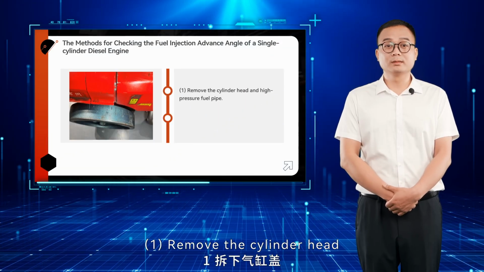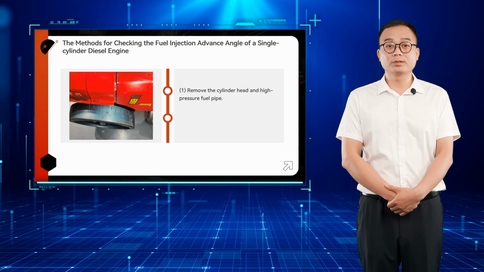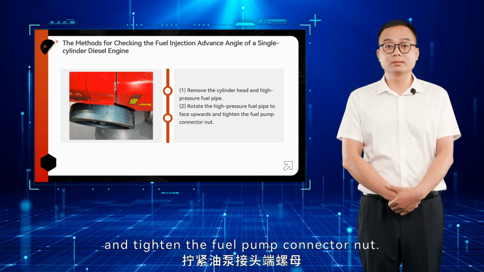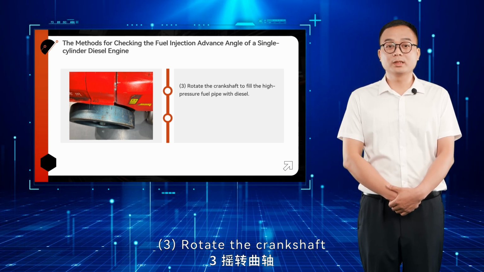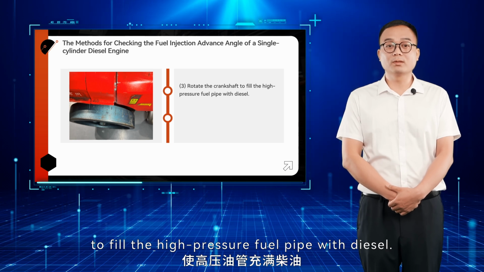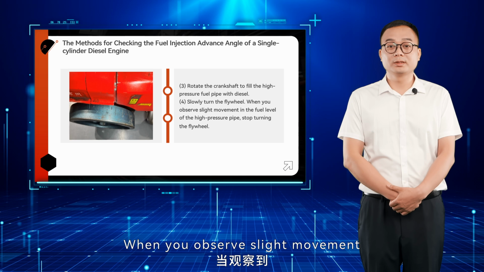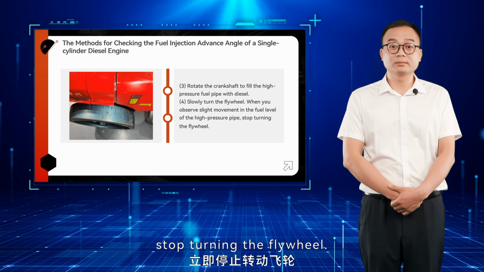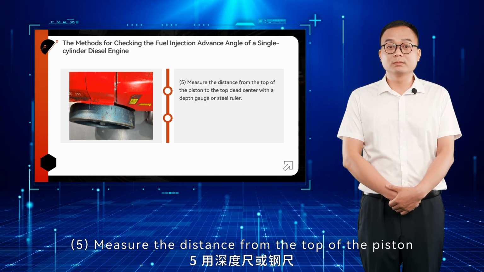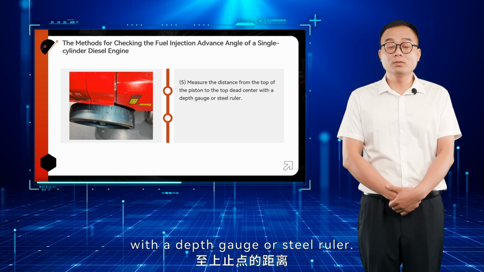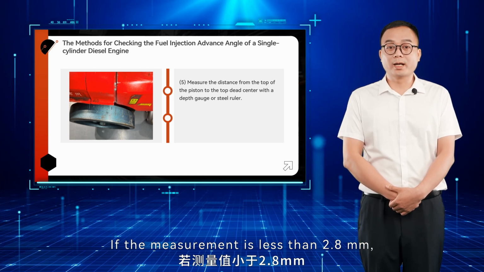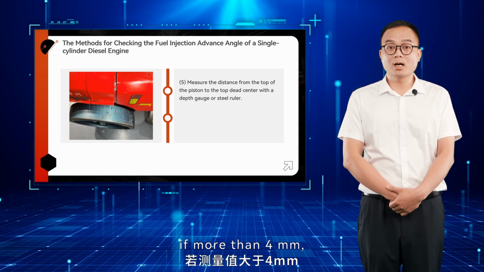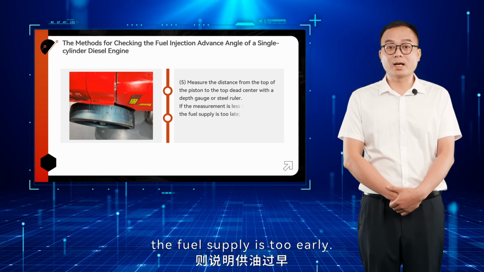1. Remove the cylinder head and high-pressure fuel pipe. 2. Rotate the high-pressure fuel pipe to face upwards and tighten the fuel pump connector nut. 3. Rotate the crankshaft to fill the high-pressure fuel pipe with diesel. 4. Slowly turn the flywheel. When you observe slight movement in the fuel level of the high-pressure pipe, stop turning the flywheel. 5. Measure the distance from the top of the piston to the top dead center with a depth gauge or steel ruler. If the measurement is less than 2.8 millimeters, the fuel supply is too late. If more than 4 millimeters, the fuel supply is too early.